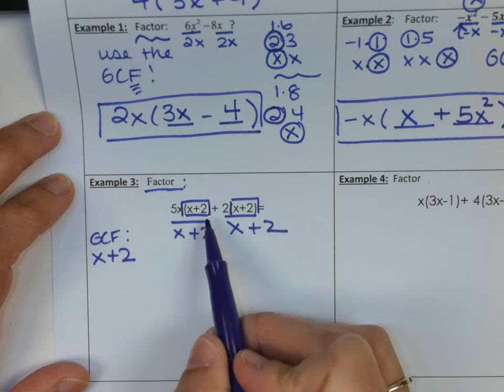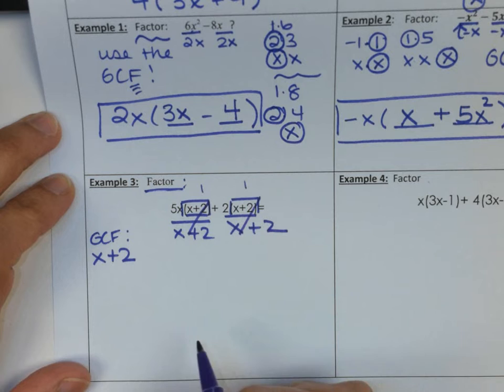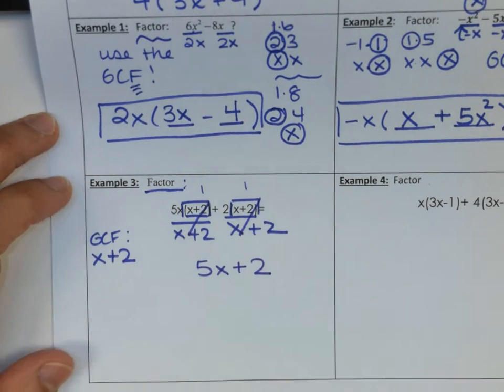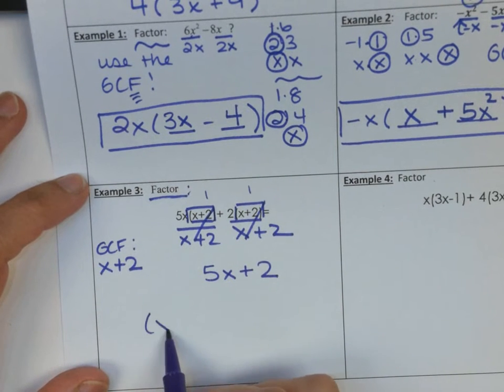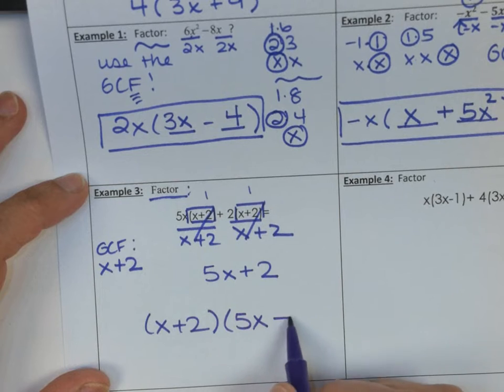So x plus 2 divided by x plus 2 is 1. x plus 2 divided by x plus 2 is 1. And you're left with a 5x plus 2. So in order to get the problem we just got, the GCF was x plus 2, and the leftover factor is 5x plus 2.